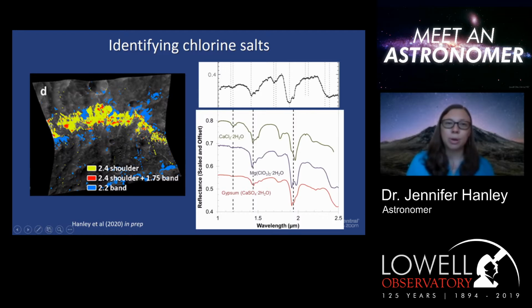Briefly, if you have more questions, please let me know. But here we're combining a couple different parameters. So we have the 2.4 shoulder plus the 1.75 band, and that allows us to pick out interesting spectra and compare it to our laboratory results and identify what salts are present.